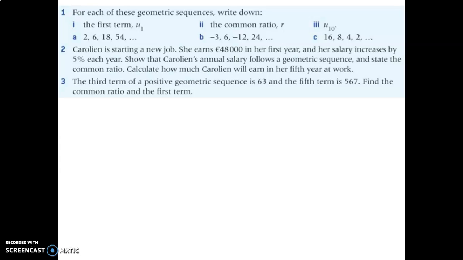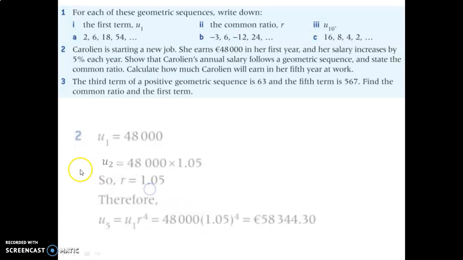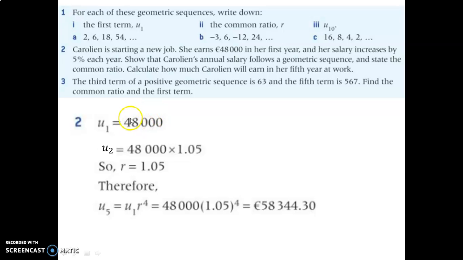Let's take a look at 2. Okay, in 2, it's told that she earns this much in her first year. In the second year, she's going to increase her salary by 5%. A lot of students make the mistake of multiplying 48,000 by 0.05. However, you need to think of it this way. We're multiplying by 1.05 because in the second year, she makes 100% of her original salary plus an additional 5%. That means now she's making 105% of her original salary, which means 1.05. So that's our multiplier. That's our R value.